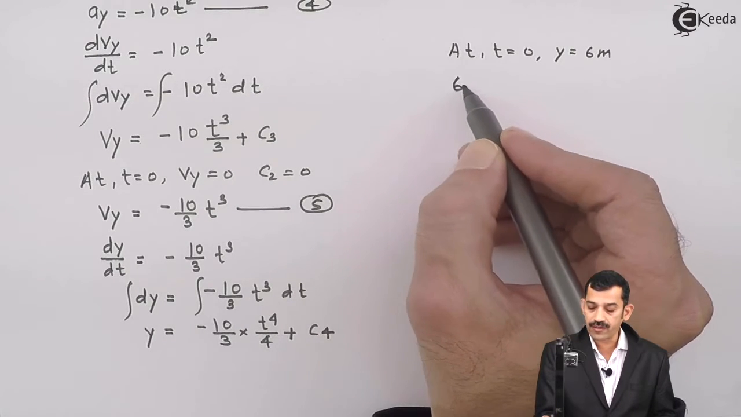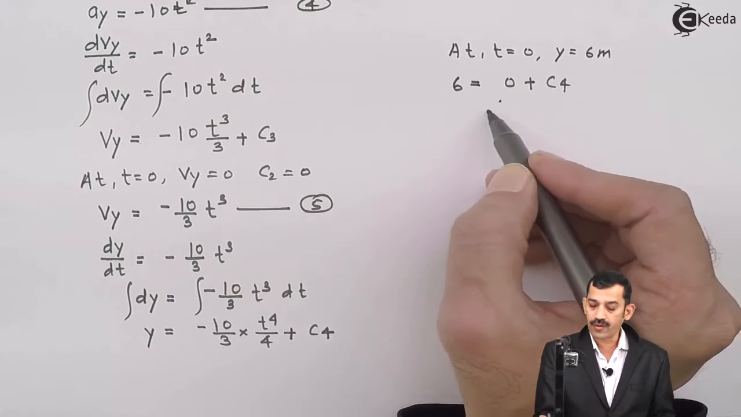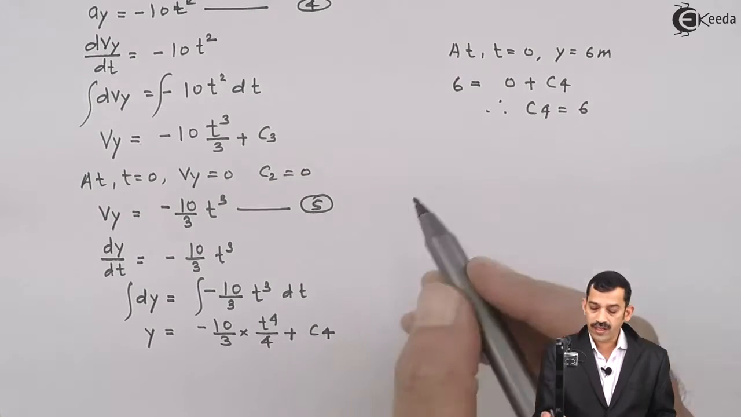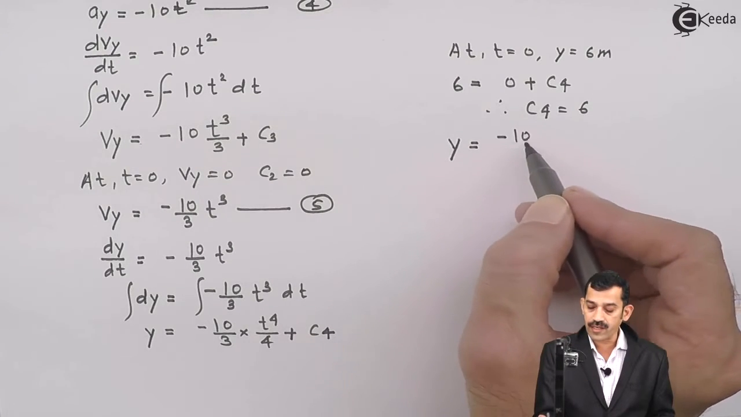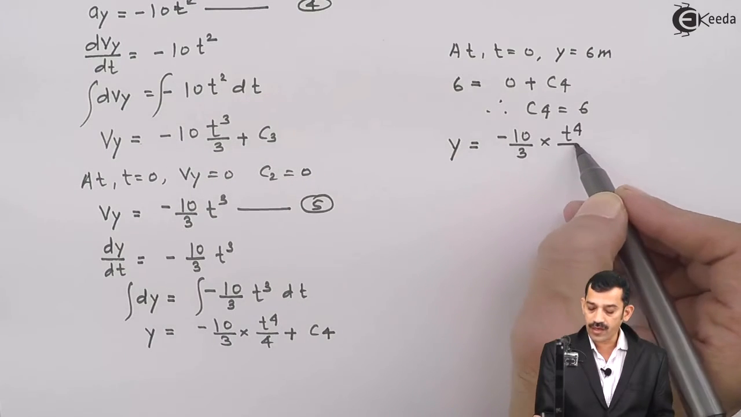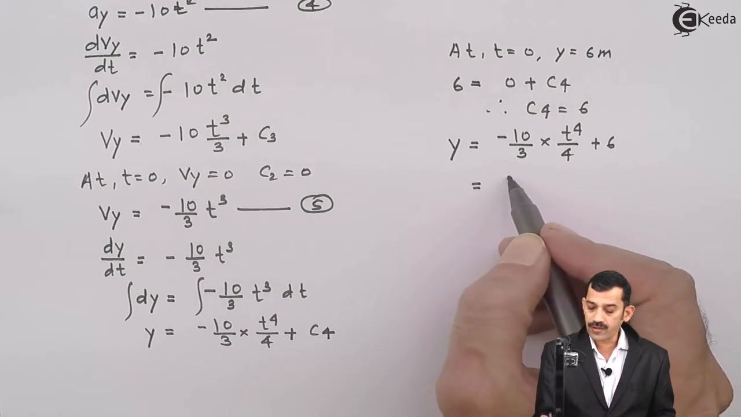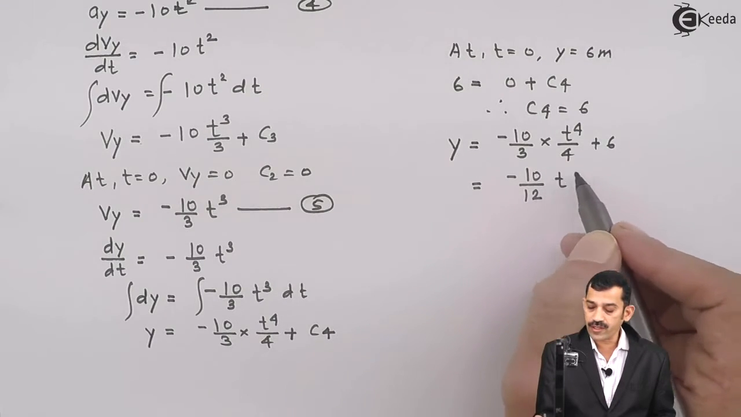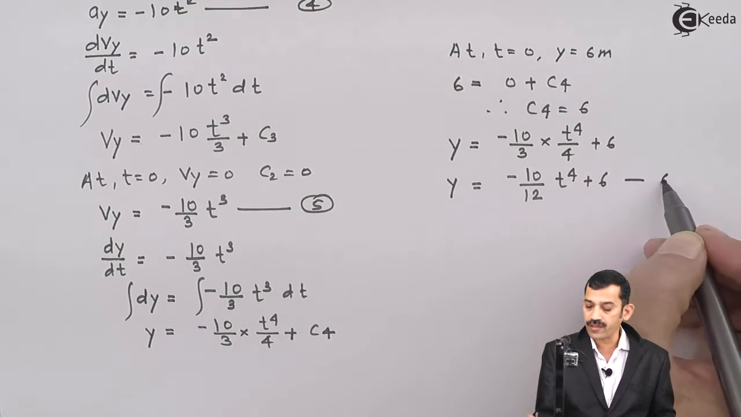Y is 6 meters, t is 0 plus c4. Therefore, the c4 value comes out to be 6 meters. Therefore, the equation of y is equal to minus 10 by 3 into t raised to 4 upon 4 plus 6. That means minus 10 upon 4 into 3 is 12, so y equals minus 10 upon 12, t raised to 4 plus 6. This is the equation of y, equation number 6.